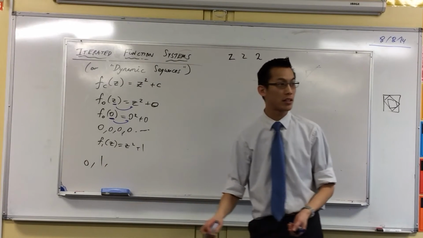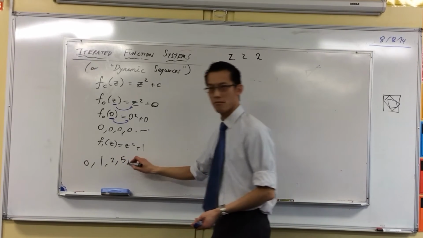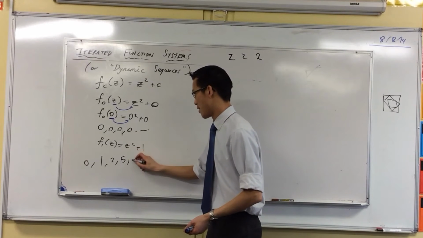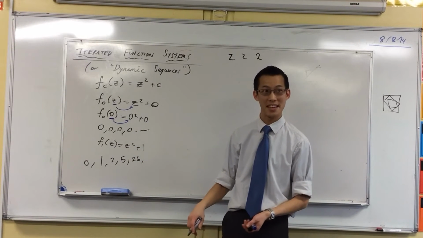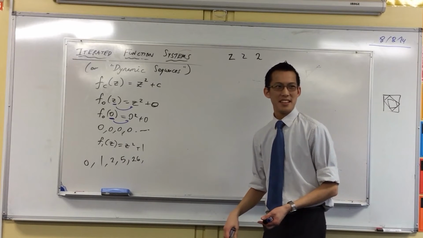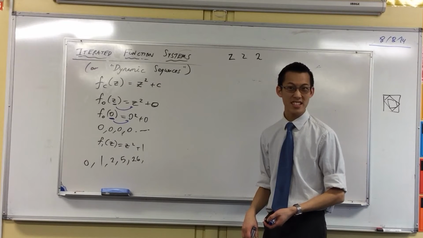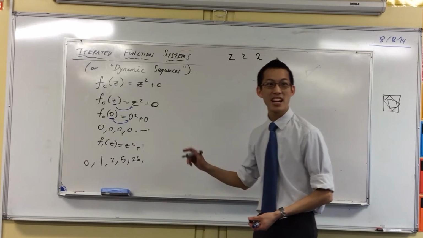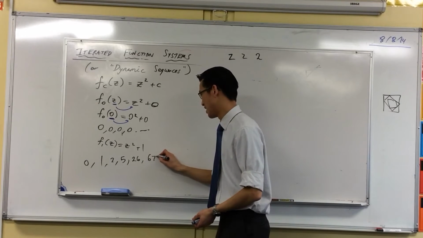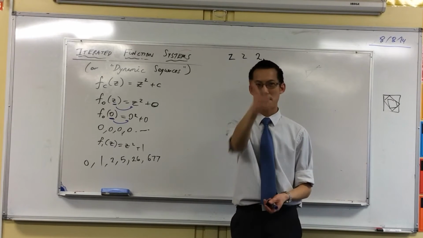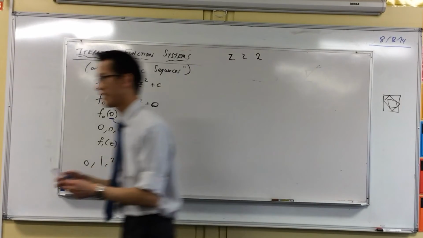And then what happens after 1? 2. And then what happens? 5. 26. 5 squared plus 1 is 26. Okay, 26 squared. Let's see. This is a bit harder. It'll be in the 600s? 676 plus 1? So 677. Now, I'm impressed by 26 squared, but I don't think anyone's going to do it. So if you've got your calculator there, I've got my calculator.